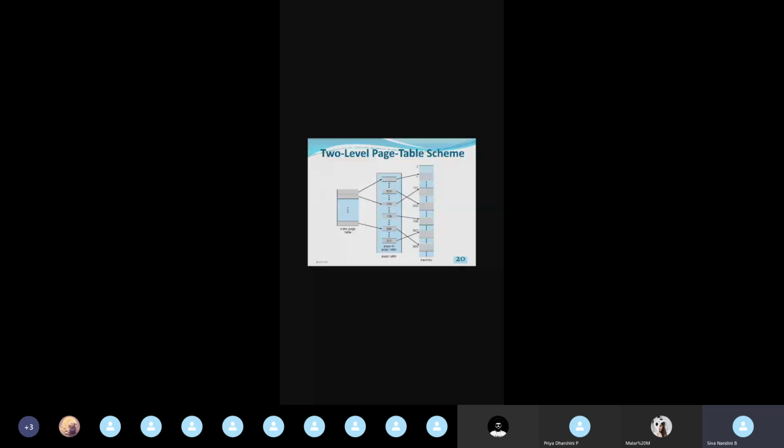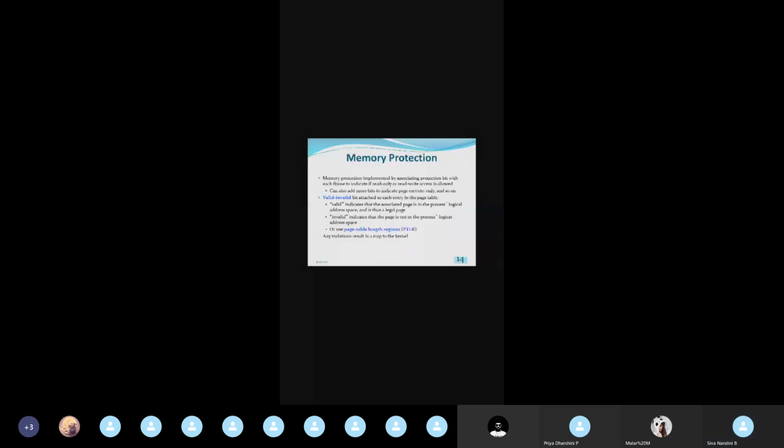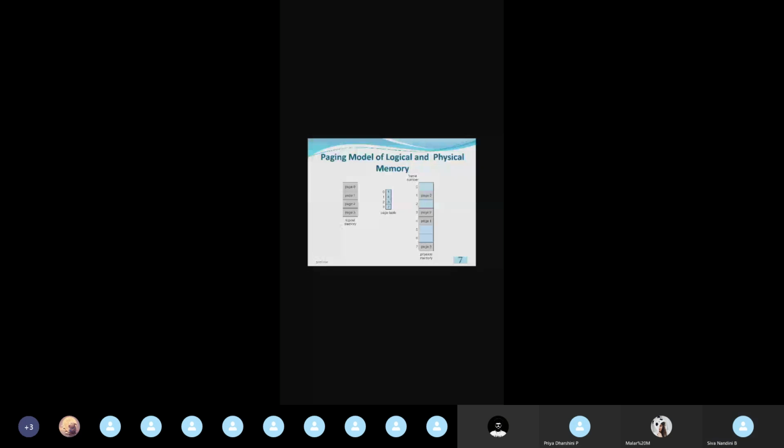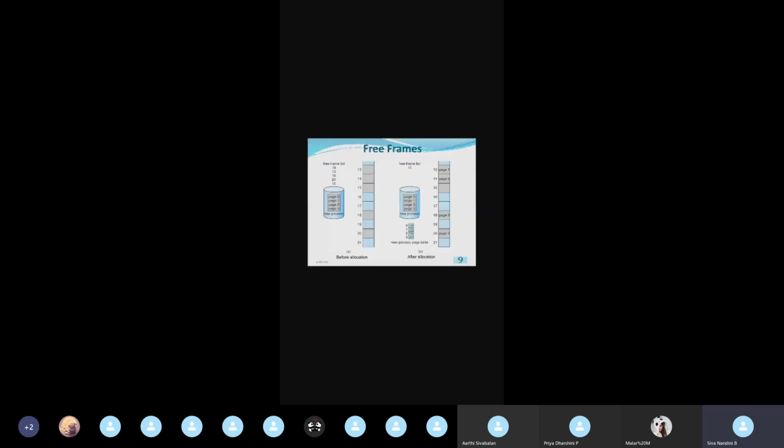Until now we have seen only one page table. So what does a single page table look like? To see in this example, we have only one page table. In the page table, the frame number of page 0 is available, and similarly the frame number of page 1 is available. So it is the single page table which we have seen previously.